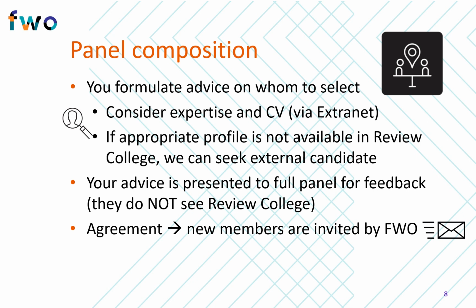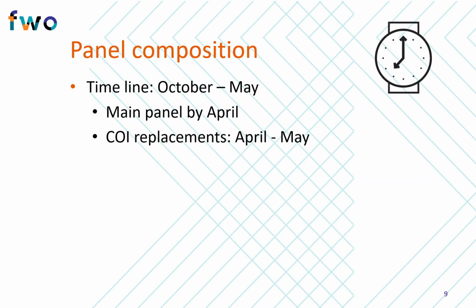Once the panel has come to an agreement on whom to select for the open places, the new members are invited by the FWO. Panel composition typically starts in October and runs until May. The main panel should be complete by April, when the proposals for the project call are submitted to FWO. In the course of April and early May, we may still have to replace panel members who act as supervisors or co-supervisors of applications submitted to the panel.